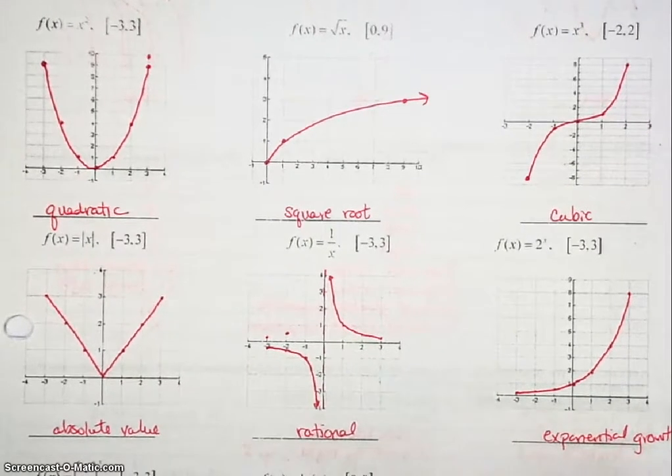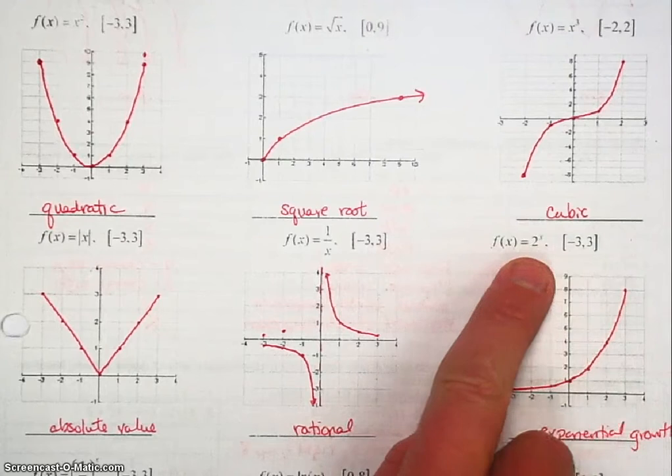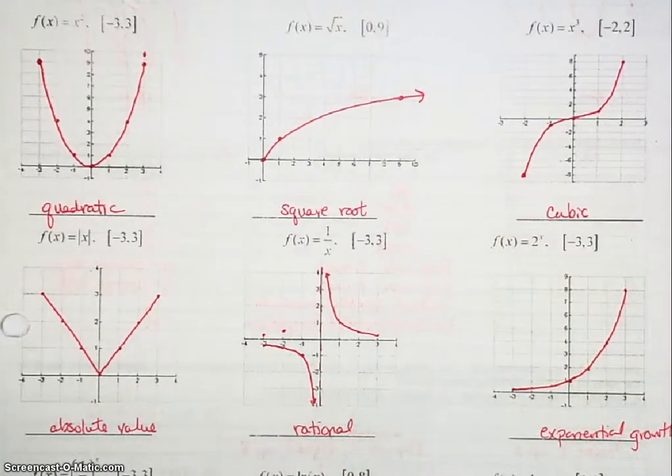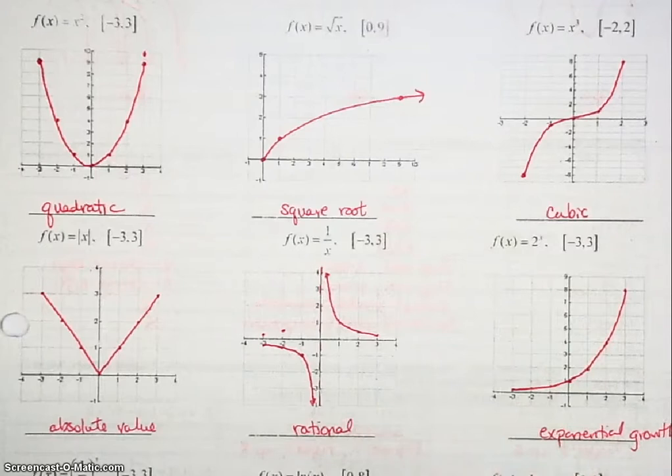The next one is exponential growth. And one thing that's important about exponential growth is the 2 here technically is not always a 2. That 2 could be a 3, it could be a 4, it could be a 5. The important thing is that this number is greater than 1. That means you have exponential growth.